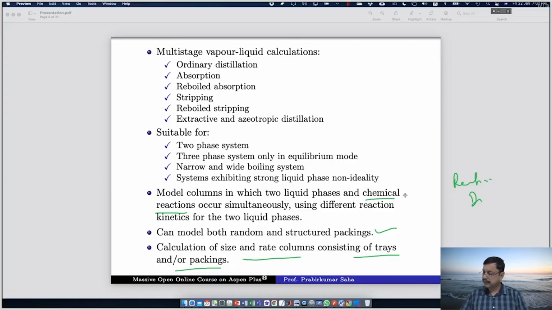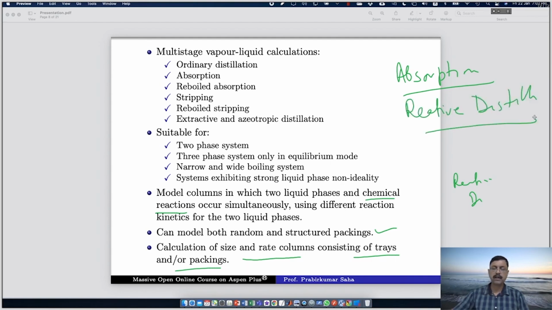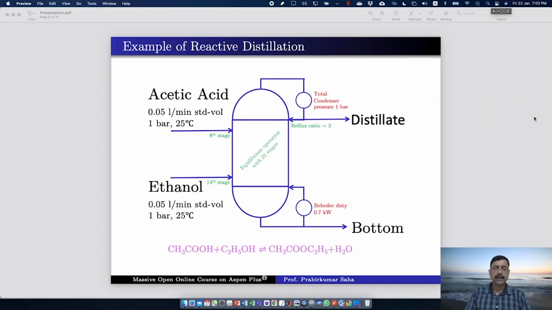Now, it is not possible for me to demonstrate each and everything, but I will cover two things. One is absorption column and another is the reactive distillation. These two things will be covered in the next few slides. First, we'll take the example of reactive distillation.